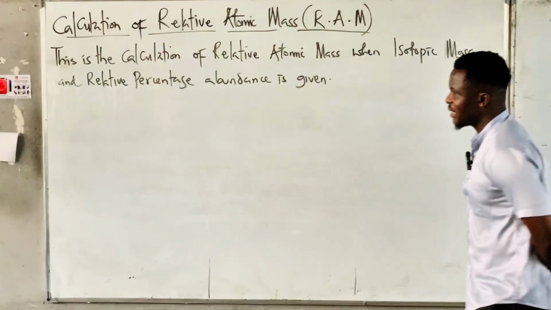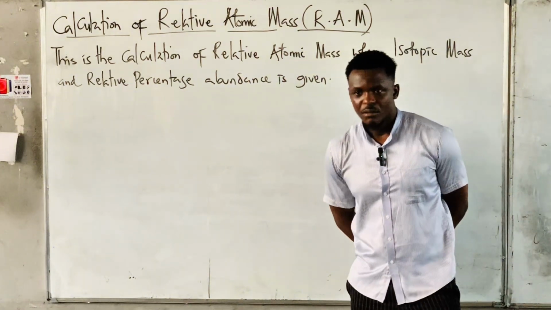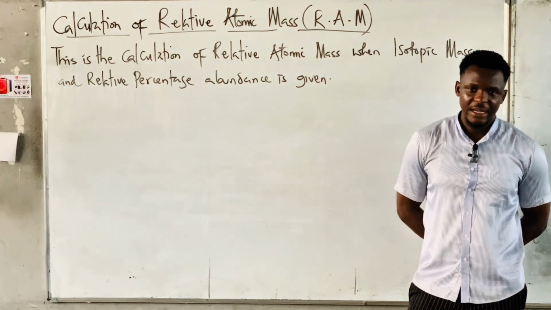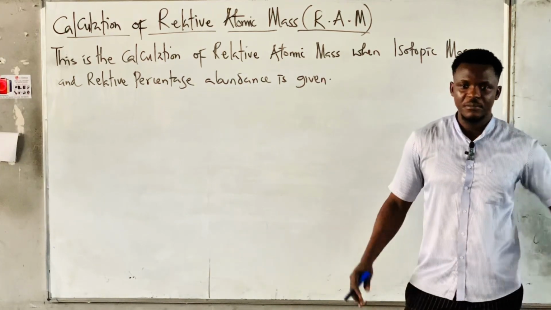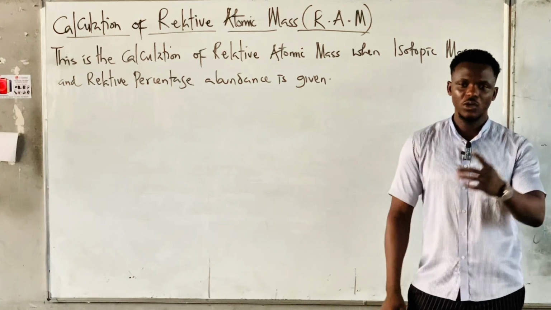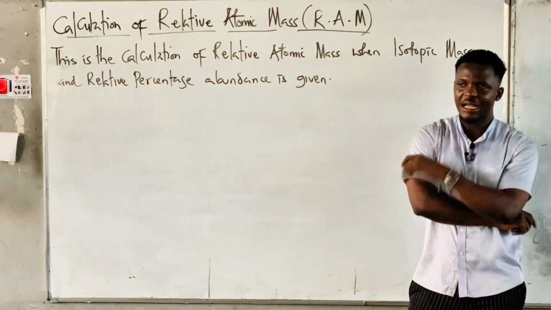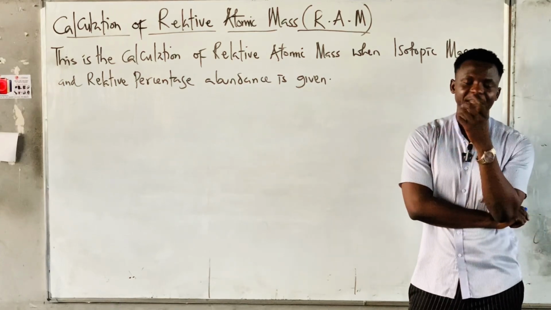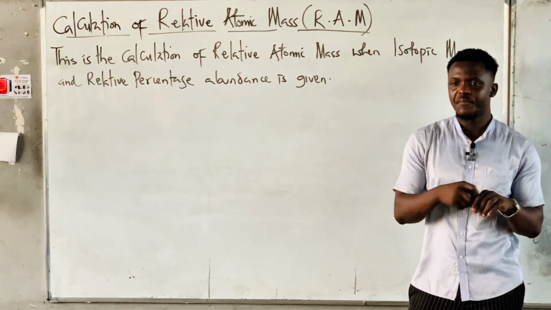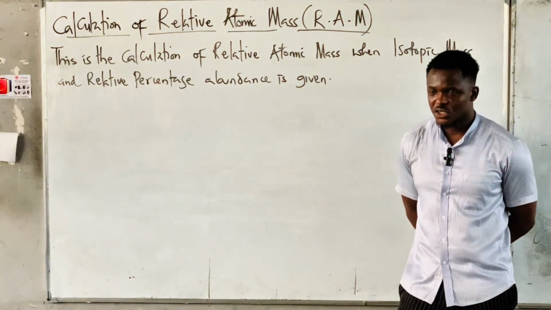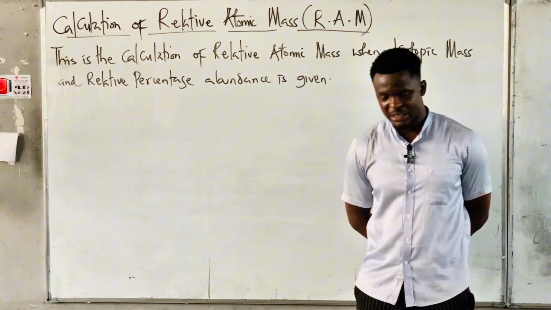Now, calculation of relative atomic mass. Most times, some textbooks will call it average atomic mass. This is basically where we combine the isotope masses of both of them to get just one molar mass. Like someone had asked me earlier that chlorine has a molar mass of 35.5. Yes. That 35.5 is obtained when we combine the mass of the first one and the mass of the second one, putting into consideration their percentage abundance.